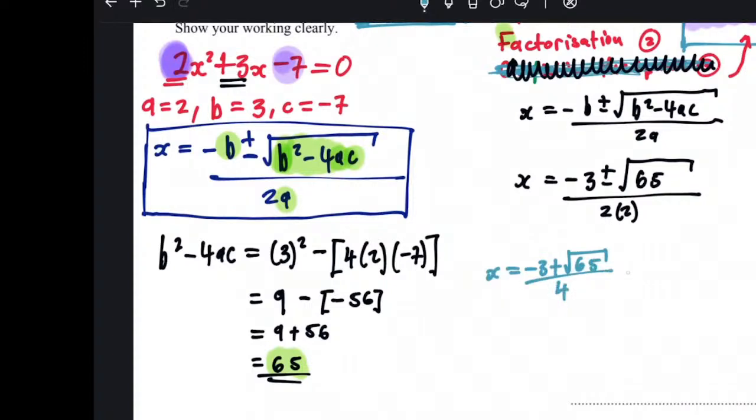Now you need to start training yourselves how to punch in the calculator. You say minus 3 plus root 65 over 4. What are you going to get?